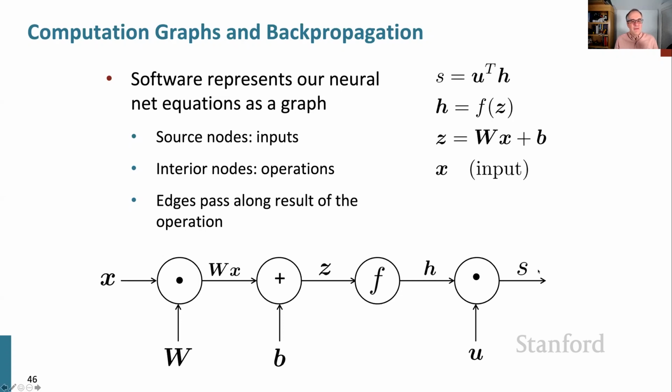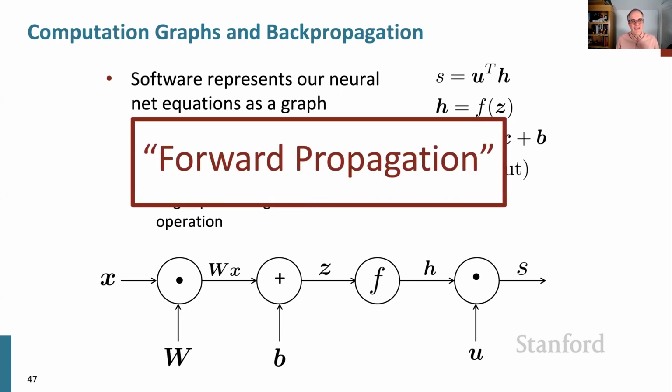The first thing we want to be able to do to compute with neural networks is to be able to compute for different inputs what the output is. That's referred to as forward propagation. We simply run this expression much like you'd standardly do in a compiler to compute the value of s, and that's the forward propagation phase.